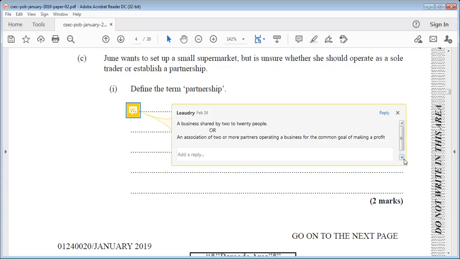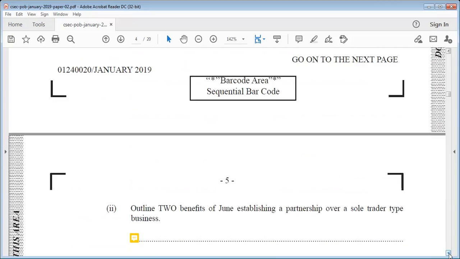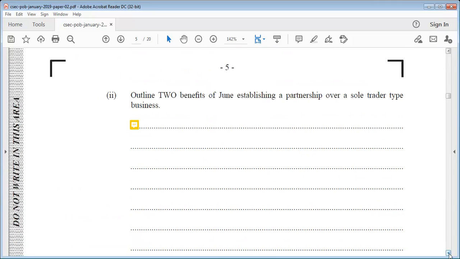So what's really a partnership? Well, a partnership is a business that is shared by 2 to 20 people. Or you could say a partnership is an association of 2 or more partners operating a business for the common goal of making a profit. So either definition would be acceptable. Let's move on to the second part of the question.